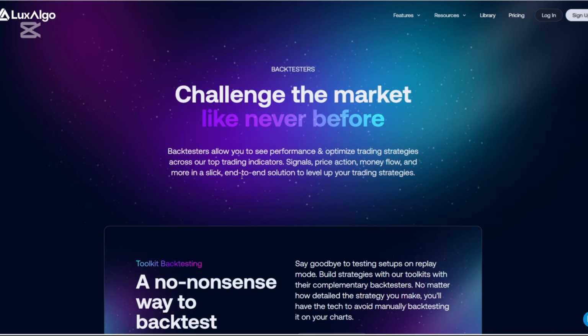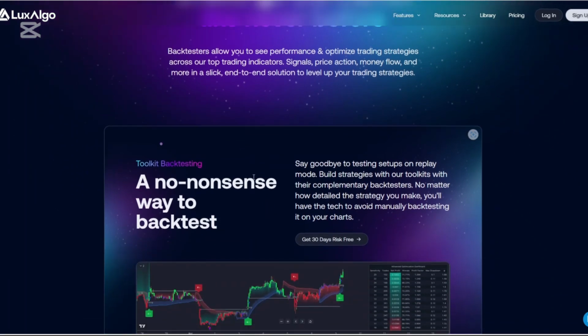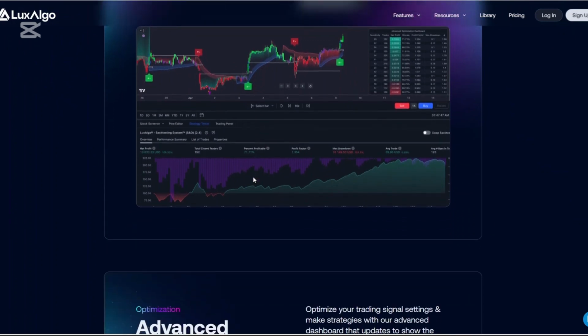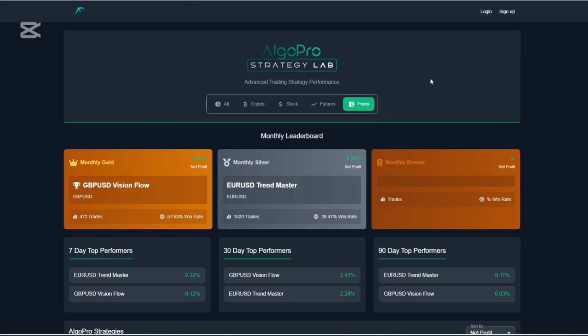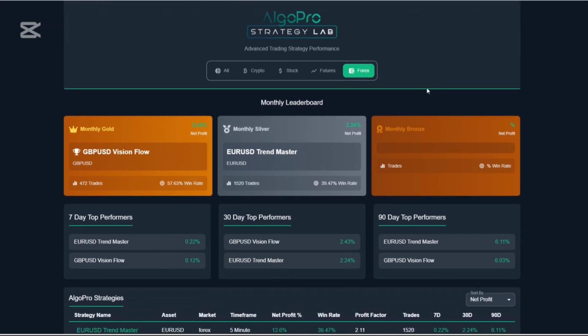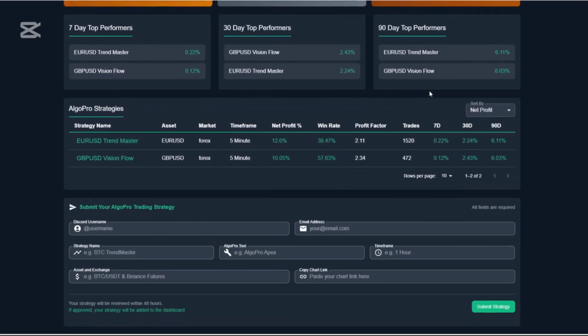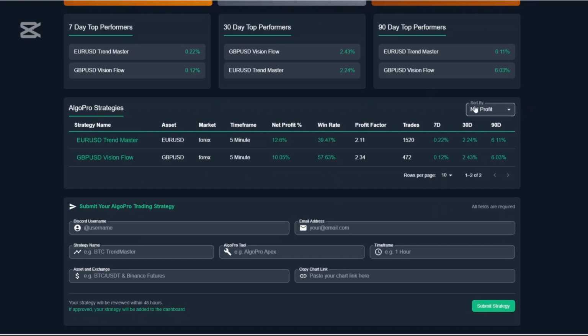What are the cons of LuxAlgo? Slight learning curve for beginners, and some tools may feel overwhelming if you're not into advanced technical analysis. And the cons of AlgoPro? Higher tiers are quite pricey. Community is solid but not as large or diverse as LuxAlgo's, and there is limited support for platforms outside TradingView.